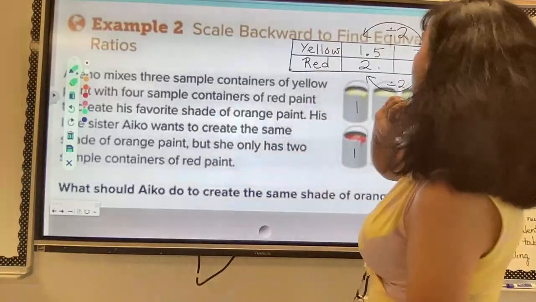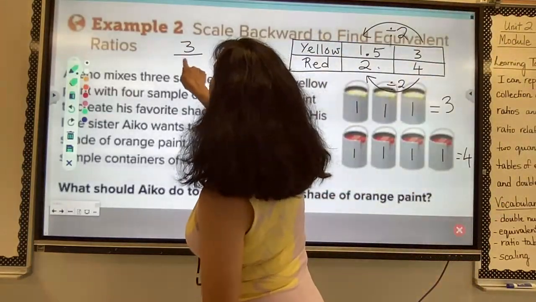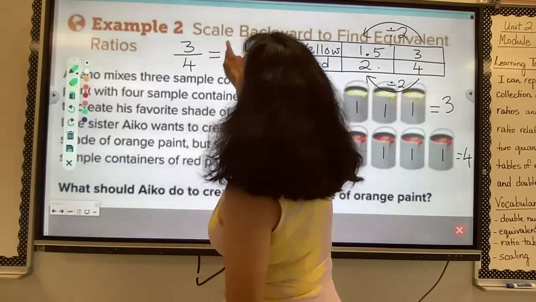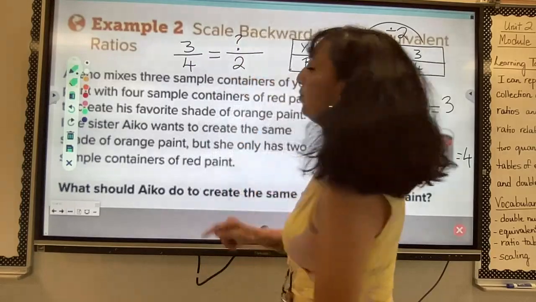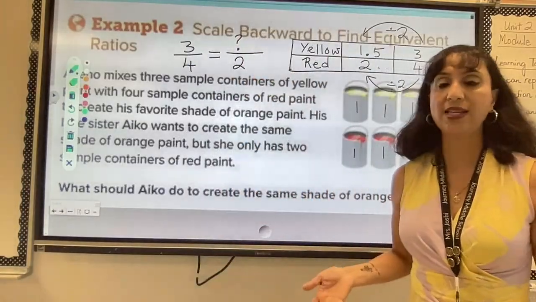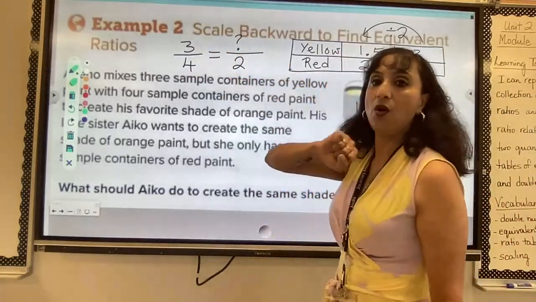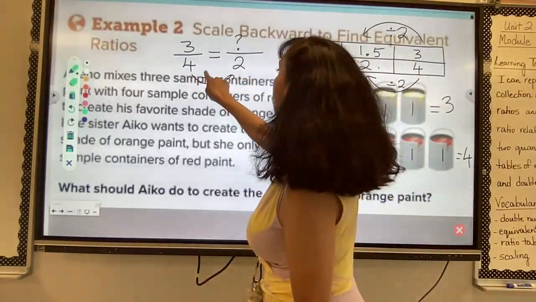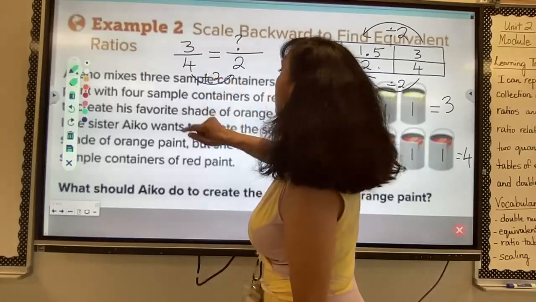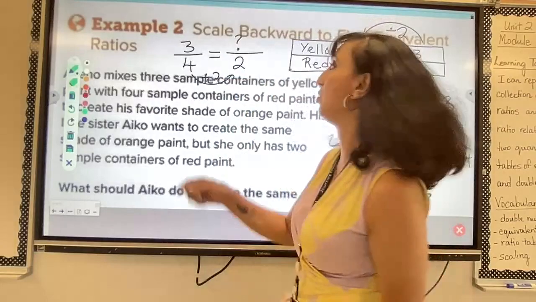So I can also do it like this. I can write out an equivalent ratio. 3 to 4 is equal to how much over 2? So if I write it as an equivalent ratio, this is equal to this. So I'm saying, how do I get that 2? What have I done? I have divided by 2. Whatever I do to the denominator, I've got to do exactly the same thing to the numerator.